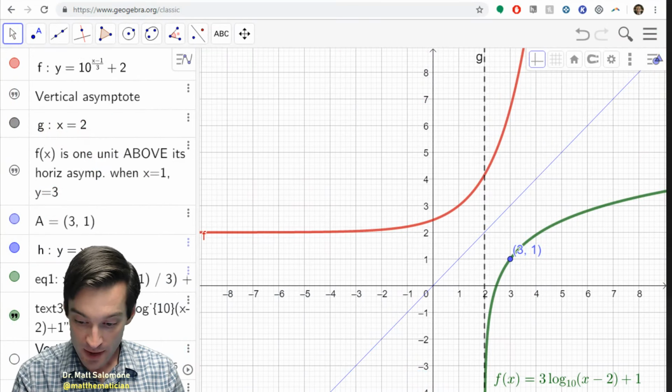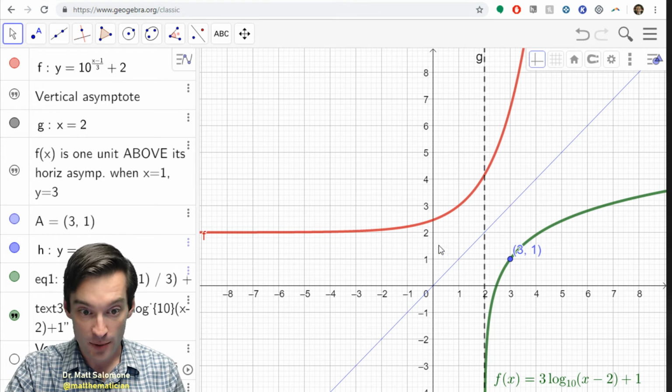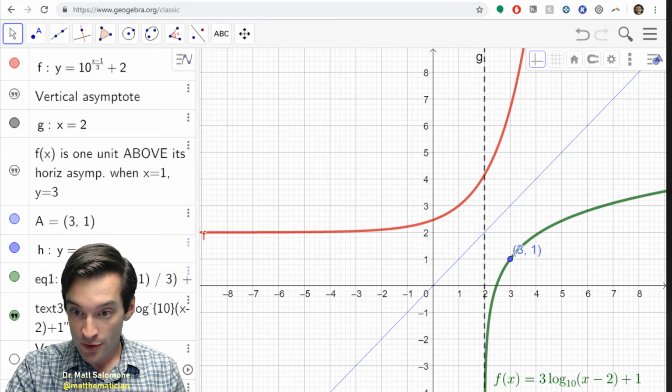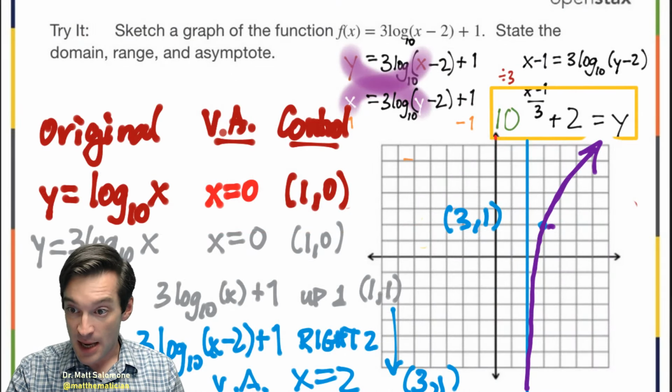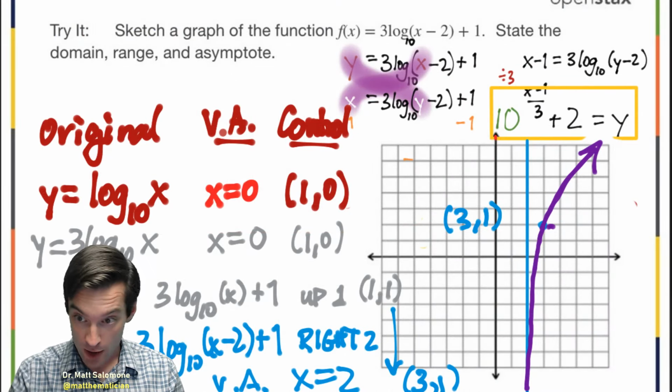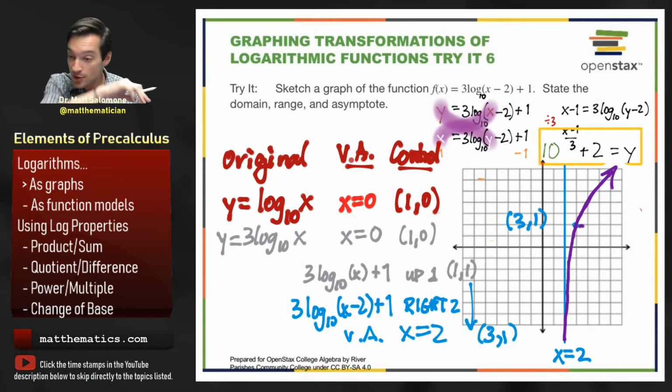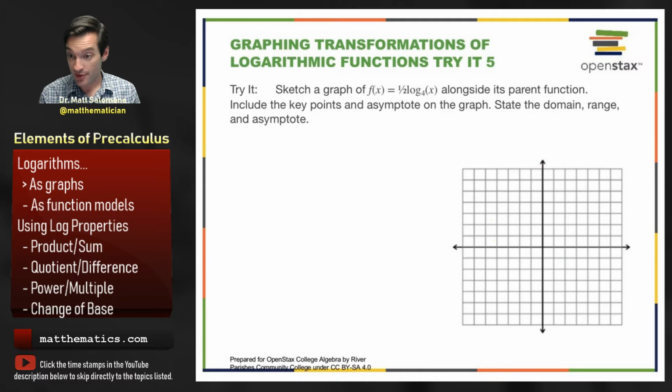That was this graph, right? Its vertical asymptote, rather, was at x equals 2, and 3, 1 right here was this control point. So there is an example of how to sketch a graph of a logarithmic function. We did it in kind of the longer roundabout way by first understanding what is its inverse function, and then we also looked at it from the point of view of graph transformations. Let's do a couple more examples of these graphs before we move off of this topic.